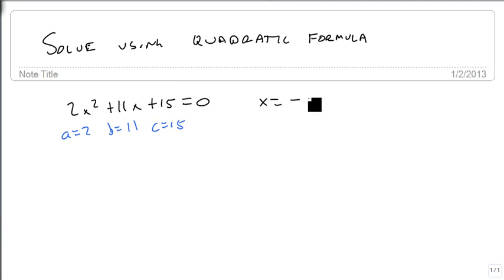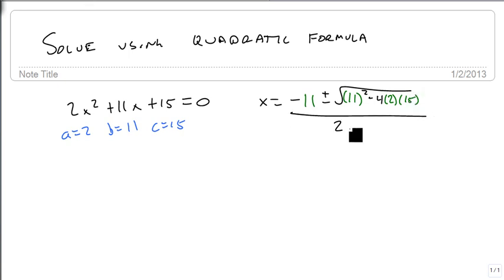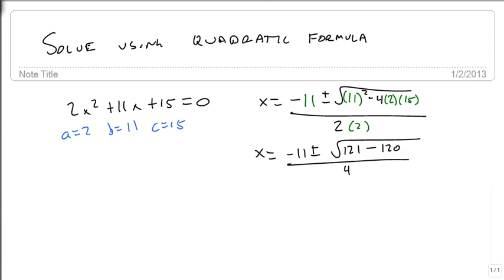x equals minus b, which is 11, plus or minus the square root of b squared minus 4 times 2 times 15, all over 2 times 2. Now we just need to evaluate this using the rules of order of operations. 4 times 15 is 60, times 2 is 120, which gives 4. 121 minus 120 is 1. The square root of 1 is 1.